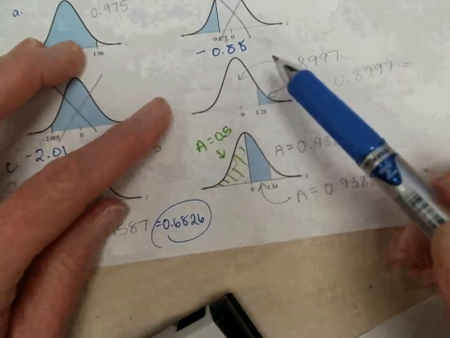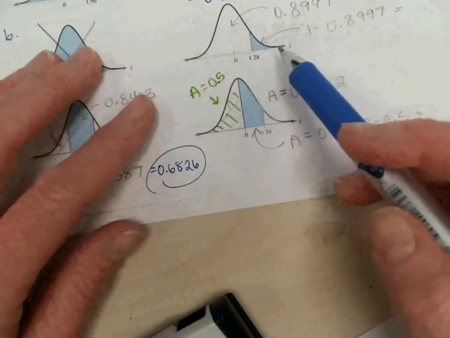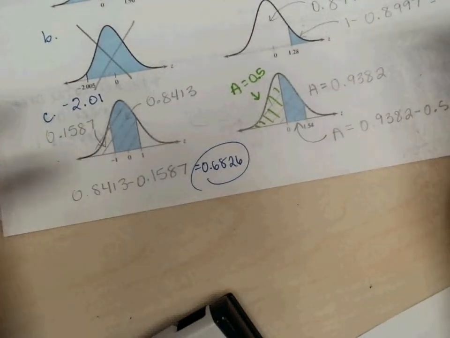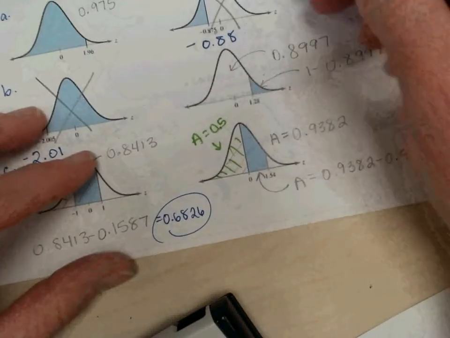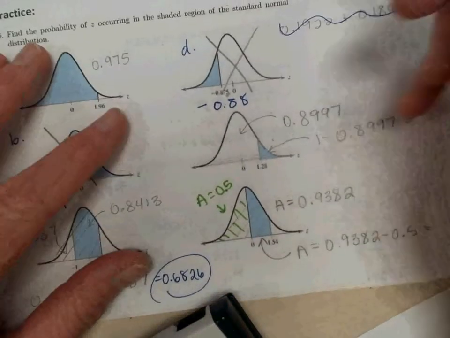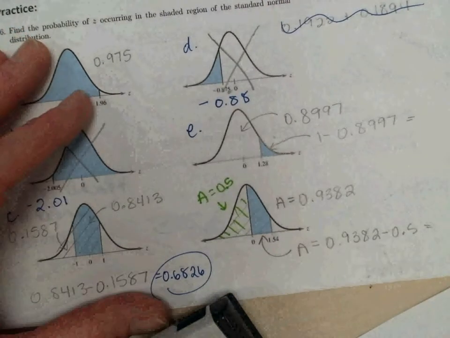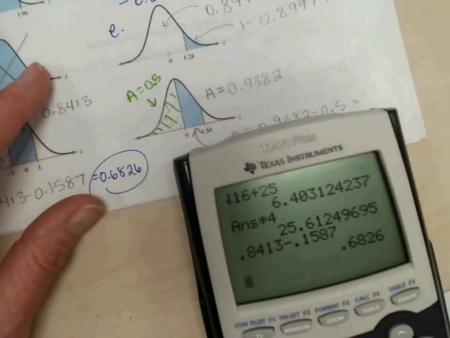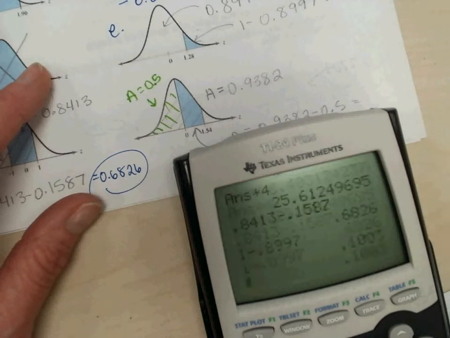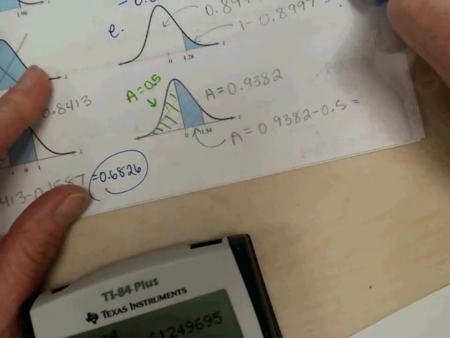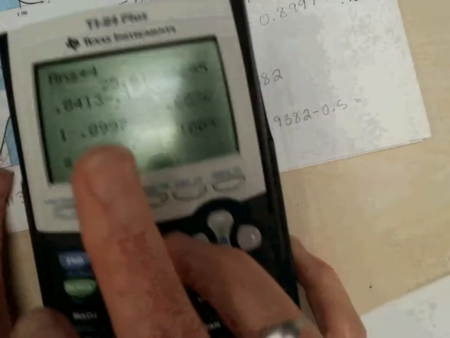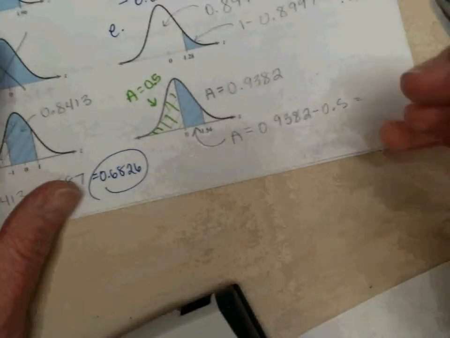So this is, I already canceled that one. That's D, if we wanted to call it. So, can kind of ignore that. So then this is E. Found these two. So 1 minus 0.8997 is 0.1003.